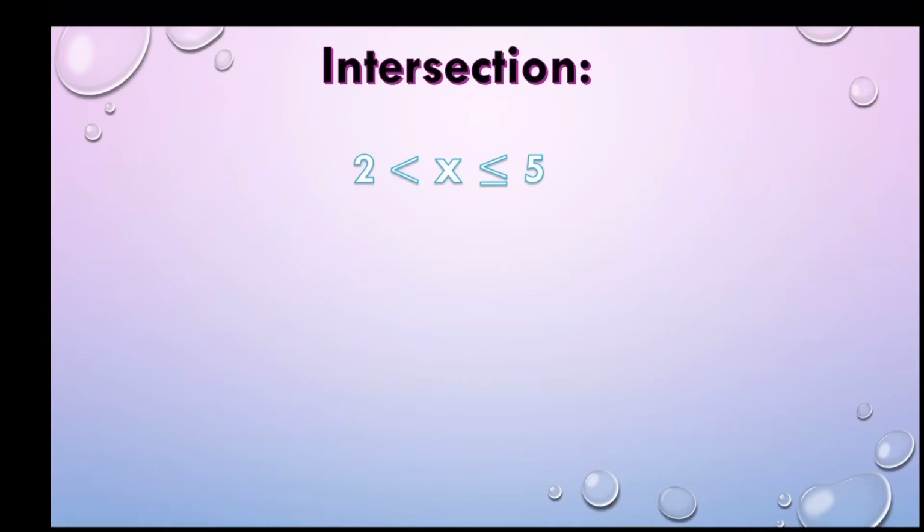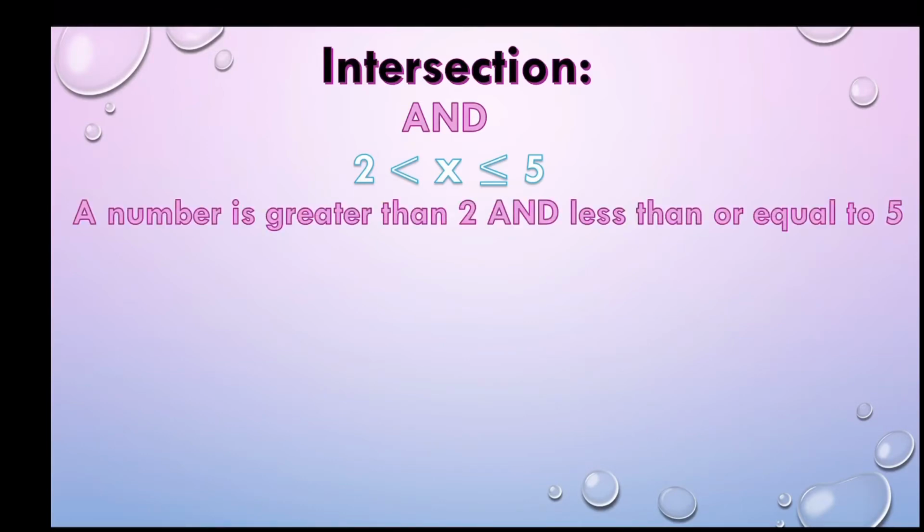So when it looks like this, it is an intersection. So it's the word and. The way we read this is a number is greater than 2 and less than or equal to 5. So think about what that is saying to our brain. It's saying that our value of x is somewhere between those two. So you might be already thinking about what our graph would look like. Here's how we graph those.